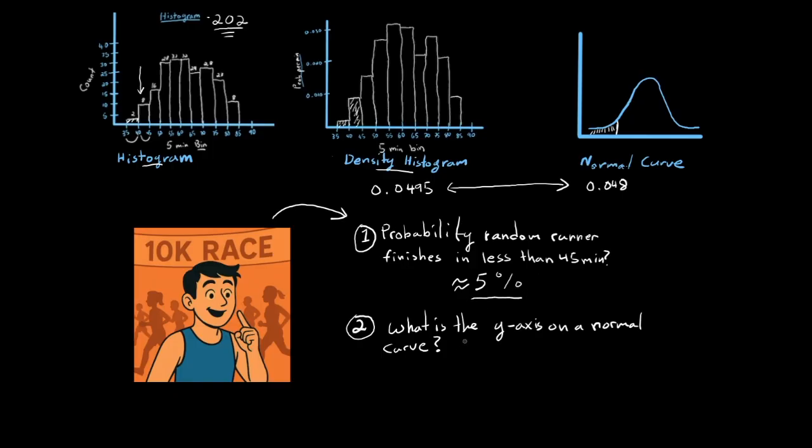And then to answer our question, which was what is the y-axis on the normal curve? Well, it's the probability density. Or the probability per unit of the x-axis. In our example, that was probability per minute.